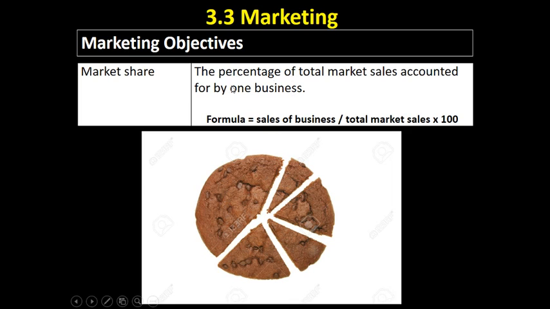So what is market share? It's the percentage of total market sales accounted for by one business. So how do we work it out? We work out the sales of that individual business, we divide that by the total market sales and times that by 100. So in the case of my cups of coffee, we're aiming to sell 1,000 cups of coffee today. The market's worth 5,000. 1,000 divided by 5,000 times 100 equals 20. That would be 20% market share.